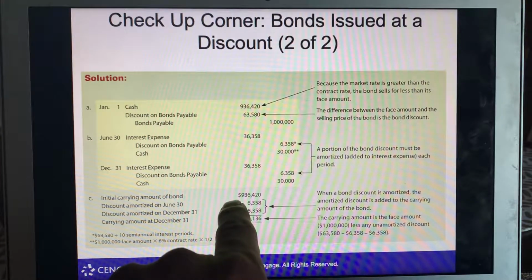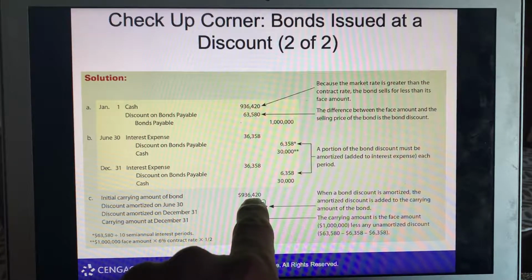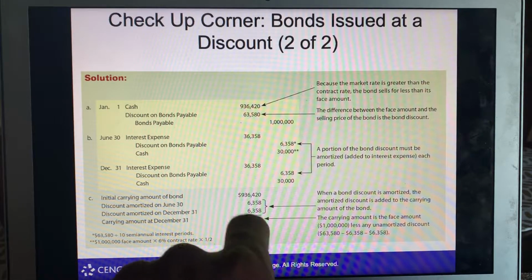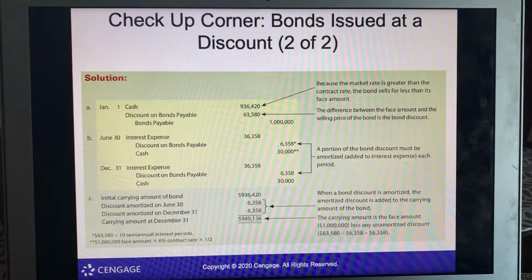So initial carrying amount of the bond is $936,420. Those are our two discounts. So our carrying amount at the end of December 31 is $949,136. Okay, so that's how we look at bonds.